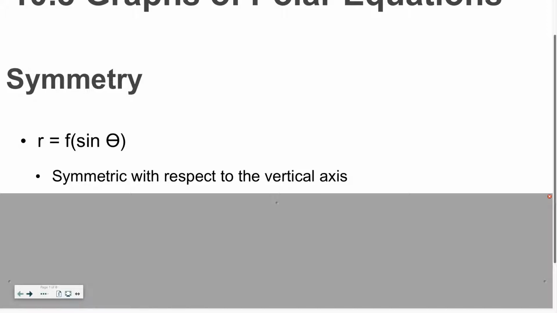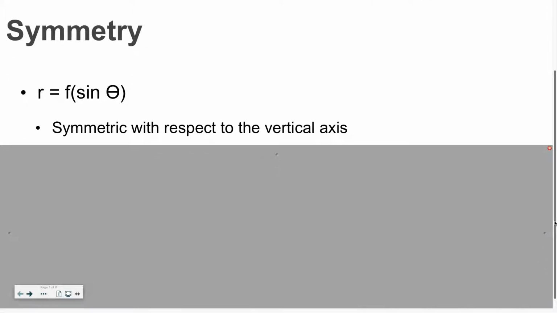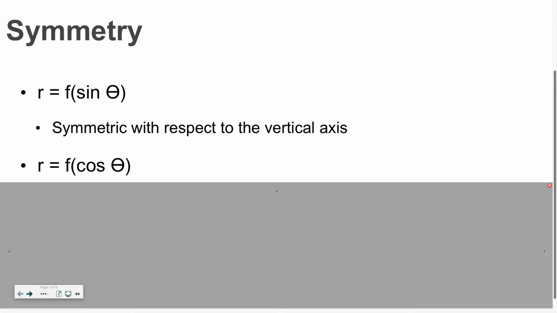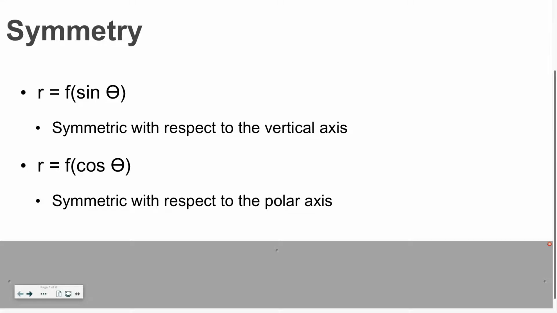Okay? If there's a sine in your equation, you're going to have vertical symmetry. On the flip side of things, if you have a cosine in your equation, you should see what kind of symmetry? Horizontal. Okay? Now, I say polar axis, that's what we call it, we don't call it the x-axis because we don't have x's. All right, so you can either call it the horizontal axis or the polar axis.